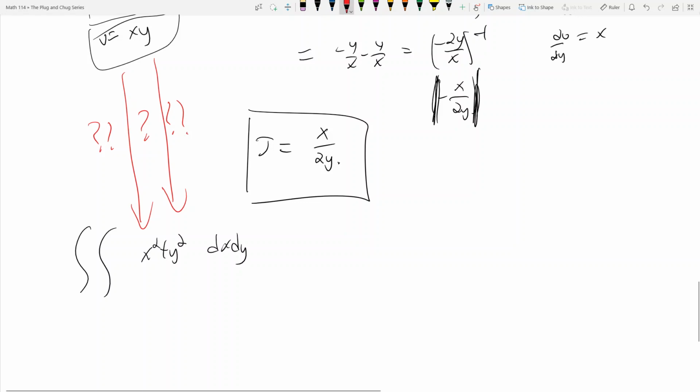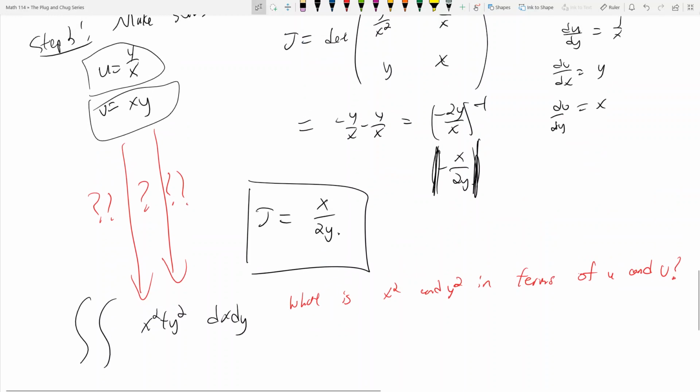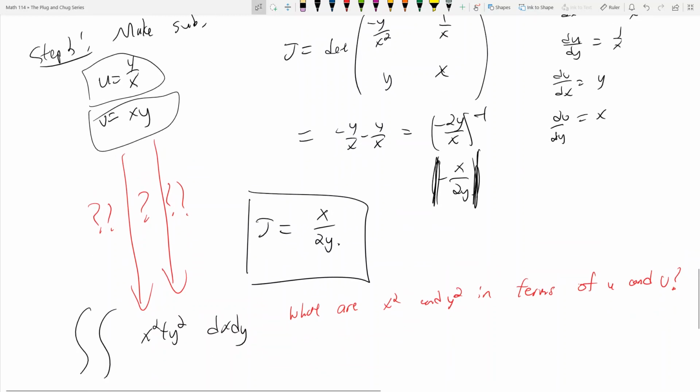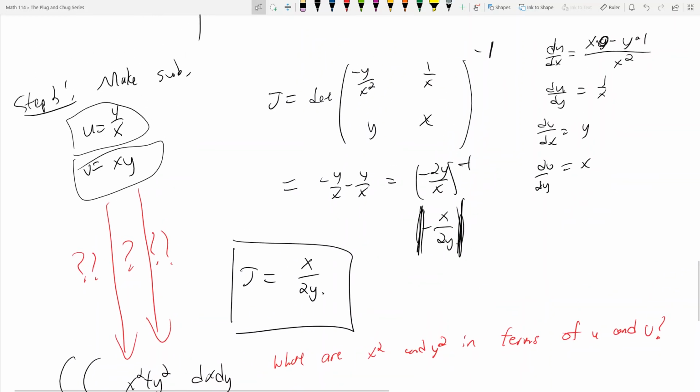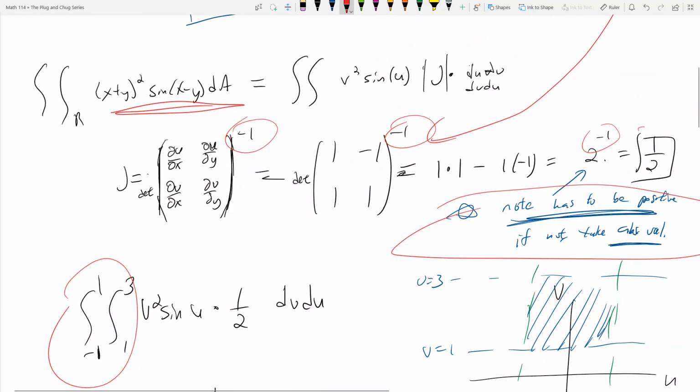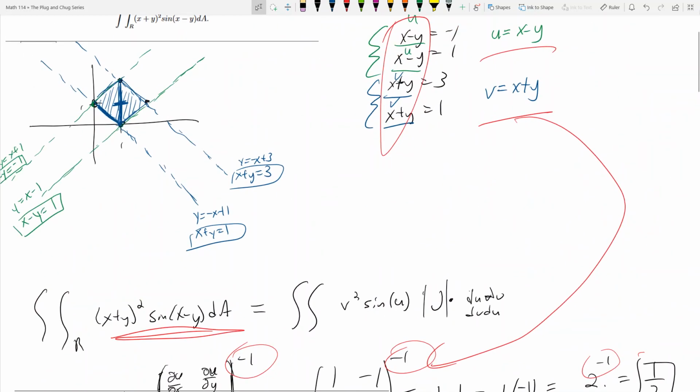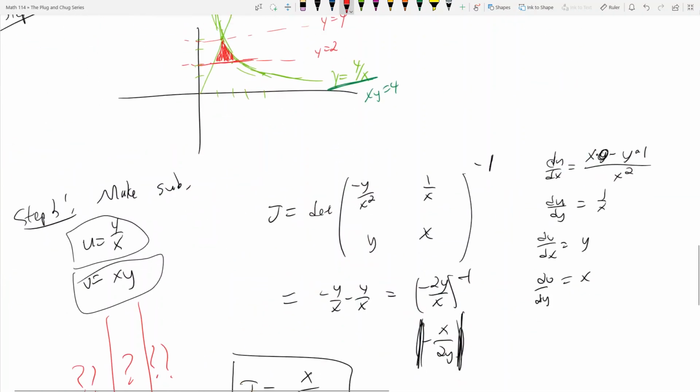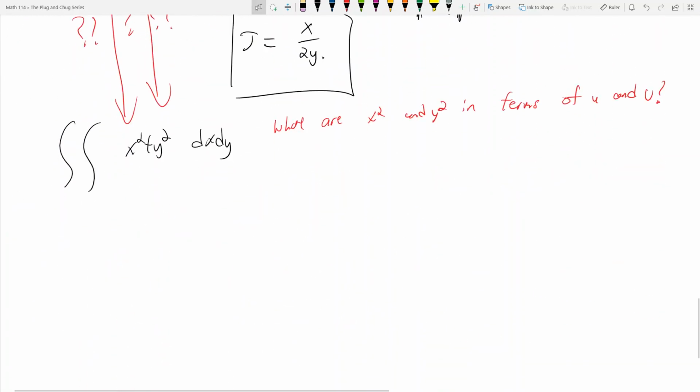So what's our problem? Our problem is, what are x squared and y squared in terms of u and v? Wow, my grammar is 6th grade level right now. Because here u is y over x and v is xy. It's not as straightforward as in this problem up here, where simply, oh look, xy was that. So not as straightforward in this problem. So we got to play around with u and v.